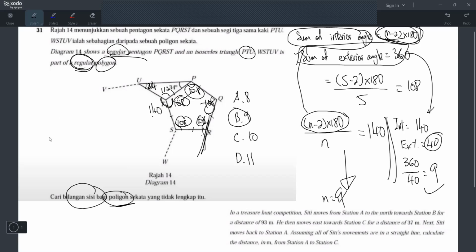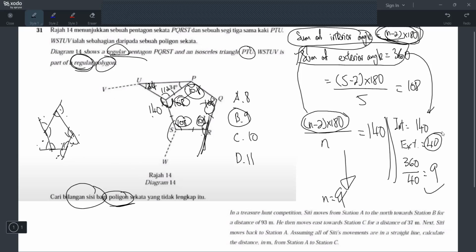If a shape is a pentagon, it has 5 sides. It means how many interior angles, how many exterior angles? 5 interior angles, 5 exterior angles. Do you agree? Because if it's 5 sides, it will have 5 interior angles and how many exterior angles? 5 also, right? 1, 2, 3, 4, 5. So these are all exterior angles, right? So if the shape has 9 sides, then how many interior angles? There will be 9 interior angles and 9 exterior angles.